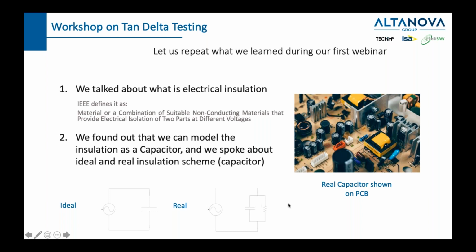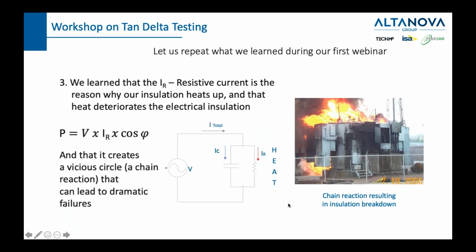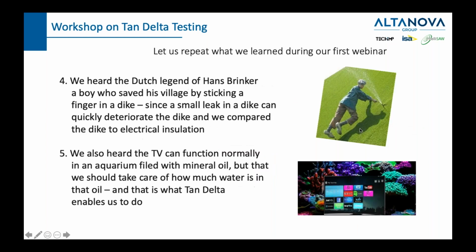parallel. Now, after that, we learned that the resistive current is the reason why our insulation heats up, and that heat deteriorates the electrical insulation. So the IR, because it is in phase with the voltage applied, produces heat, and that heat creates a chain reaction which can lead to the damage of the transformer.